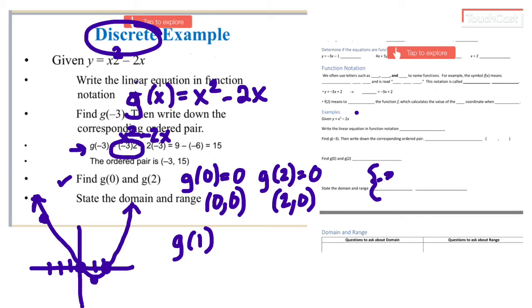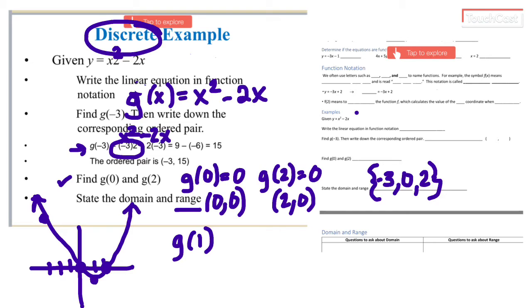We could say -3, 0, and 2. And that is our domain. Those are the only x values that we evaluated. And then you can tell me what y's correspond with it. And that would be your range.